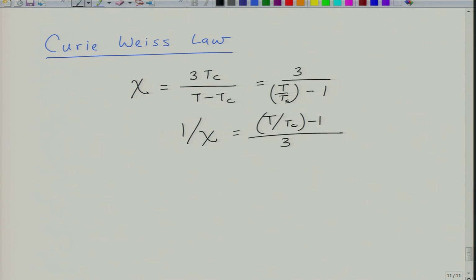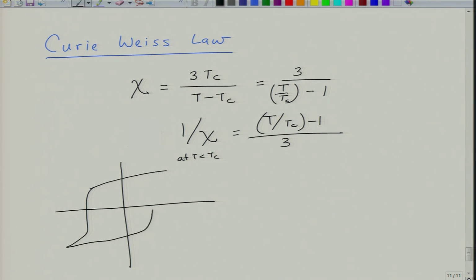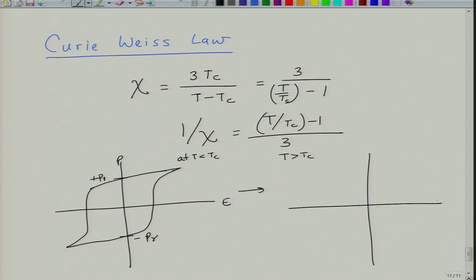This is manifested in change in polarization. So at T less than Tc, a ferroelectric material will show you a hysteresis loop like this, okay, something like that. So this is P, this is E, and it will have plus and minus Pr at 0 field. When you go to a temperature T greater than Tc, the material will show a behavior something like this.